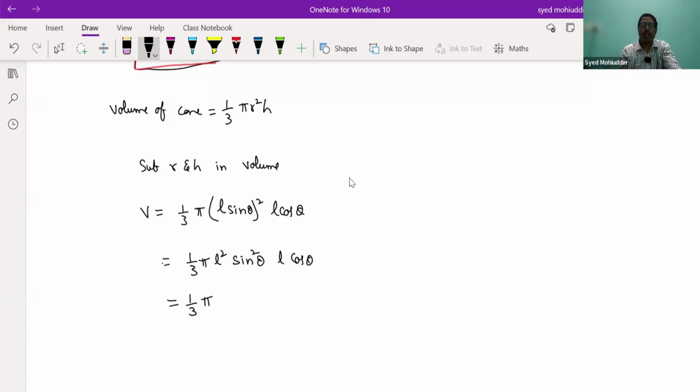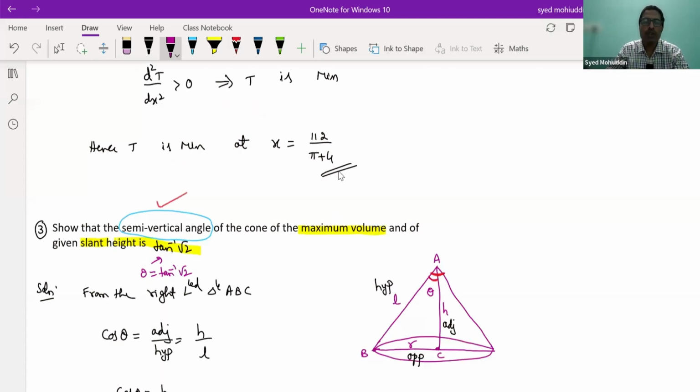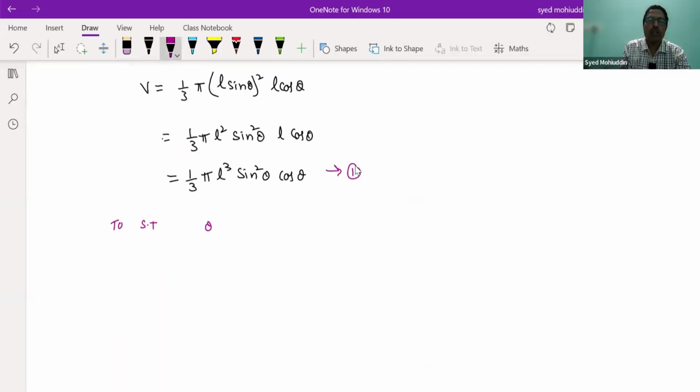L square into L will give you L cube. You are having sine square theta into cos theta. So that's the value you are having. Theta should be equal to tan inverse of root 2. So therefore, we have to show that theta is equal to tan inverse of root 2.